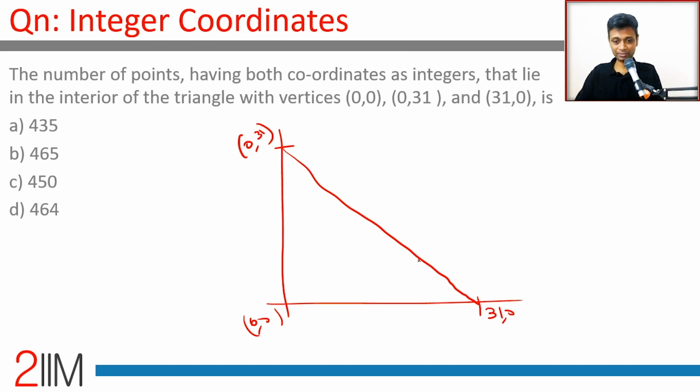This is a straight line, an isosceles triangle. The straight line is x plus y equal to 31. We want to find all points inside this in the first quadrant. That is effectively both x and y are positive.